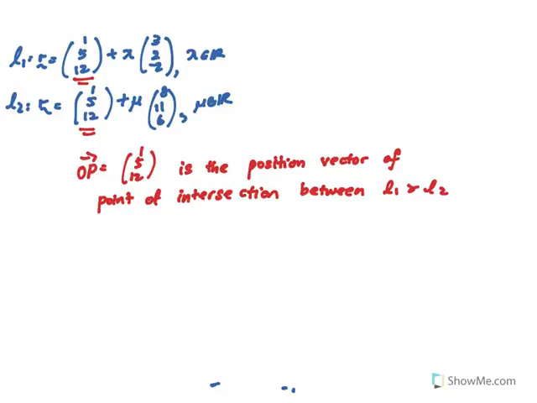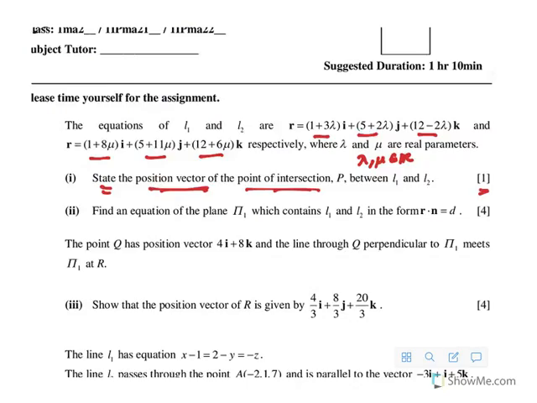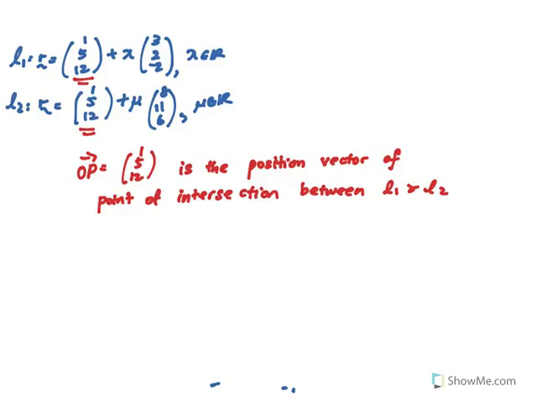Okay, next up will be part 2. In part 2, we need to find the equation of the plane which contains line 1 and line 2 in the form r dot n equals d. If you are not sure, you can just draw it out.